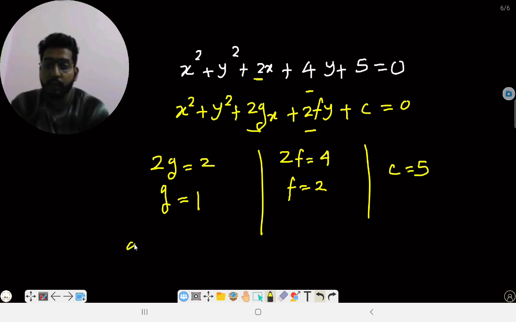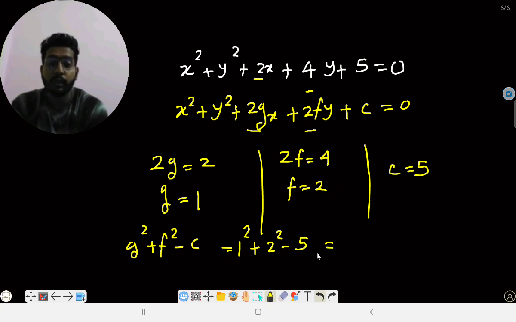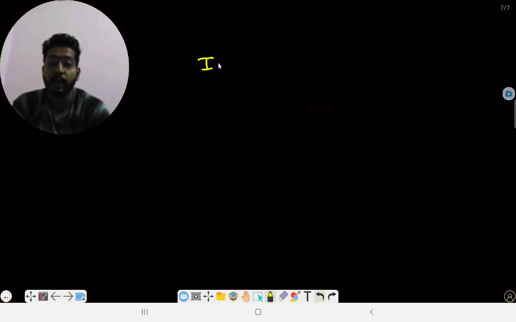Now if I find g square plus f square minus c, what will happen? 1 square plus 2 square minus 5. It is coming 1 plus 4 is 5, 5 minus 5 equals 0. But this expression has to be greater than 0, and here it is equal to 0. That means it is not a circle. So from here we can write, it is not a circle.